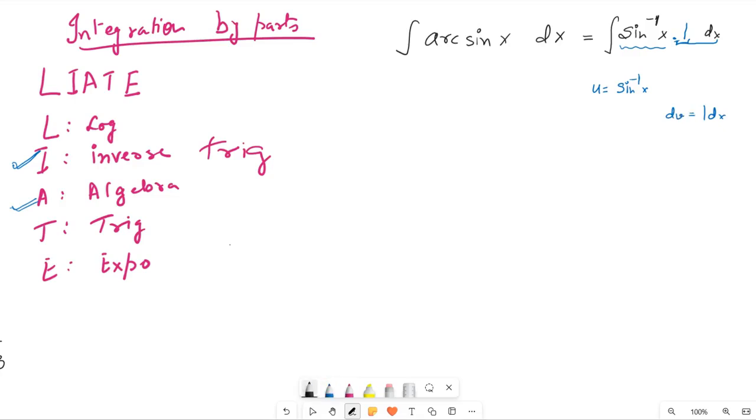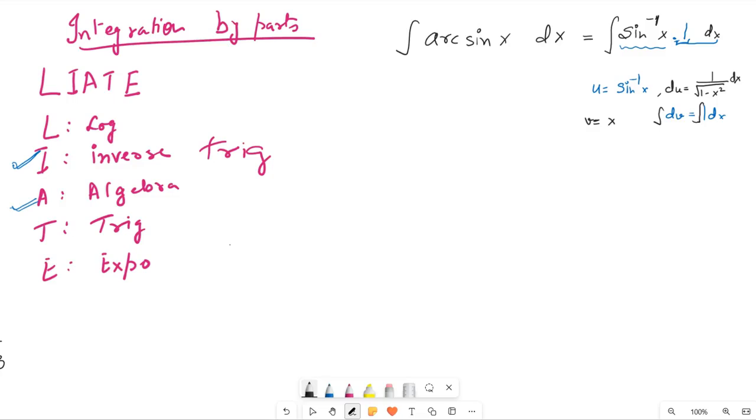Okay, that's the first step to come up with u and v. The u we are going to differentiate. What's the derivative of sine inverse x? That's 1 over the square root of 1 minus x squared in the denominator. You always need to write dx. And for the dv, you need to integrate. What is the integral of 1? So v, integral of dv is v. Integral of 1 is just x.